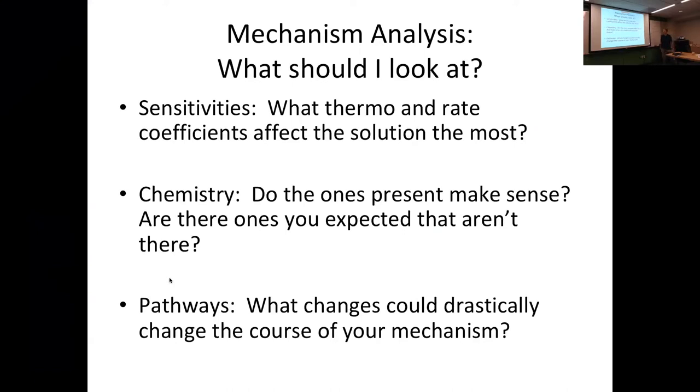Another major check, where you need a little bit of chemical knowledge, is to look at whether the present pathways make sense within the model. Do the ones that it's doing make sense, and are there ones that you expected to be there that aren't there? And when you're analyzing it this way, you're able to look at those branching reactions. So you plot ROPs at the point where you thought it should be happening.